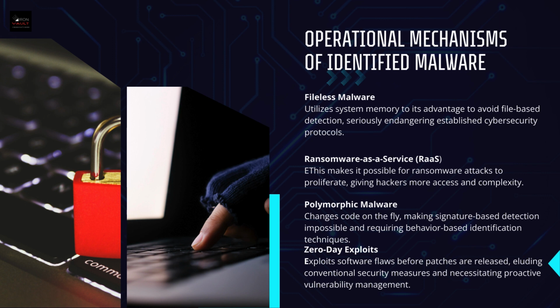So the operational mechanisms of identified malware. Let's start with fileless. As I told you, it utilizes your system memory to its advantage to avoid file-based detection, seriously endangering established cybersecurity protocol. So it can go through the cybersecurity protocols that have been assigned to a particular company or organization, and it utilizes the system memory itself, so it doesn't need a lot of memory to run itself. Next one is the ransomware attack.